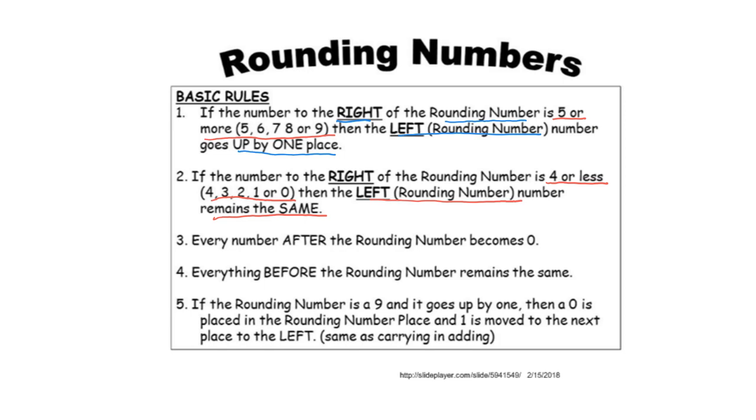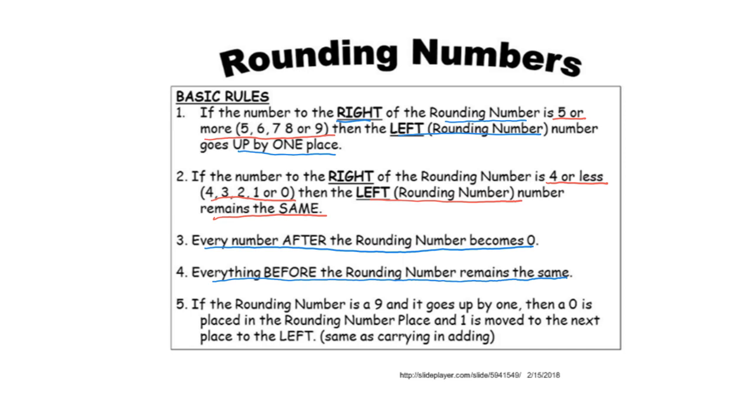Step number 3 says every number after the rounding number becomes a 0. Every number after the rounding number becomes a 0. And it says everything before the rounding number remains the same. So we basically are focusing on that rounding number or that place value that we're rounding.